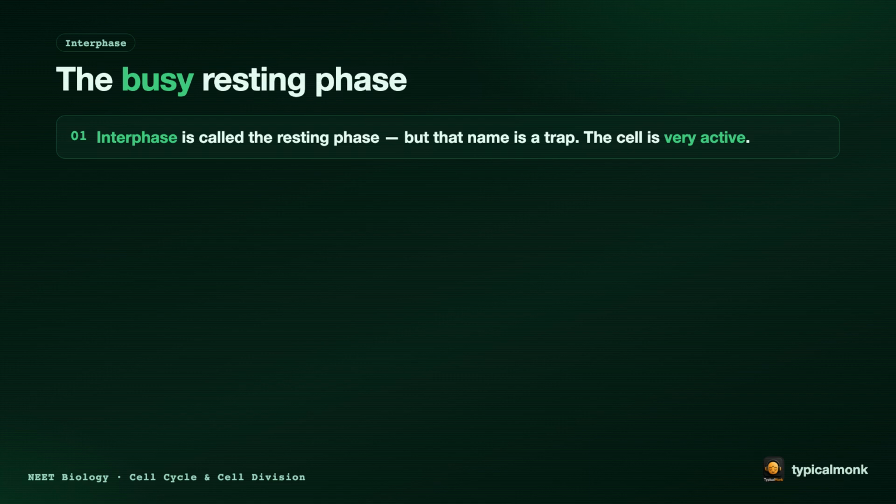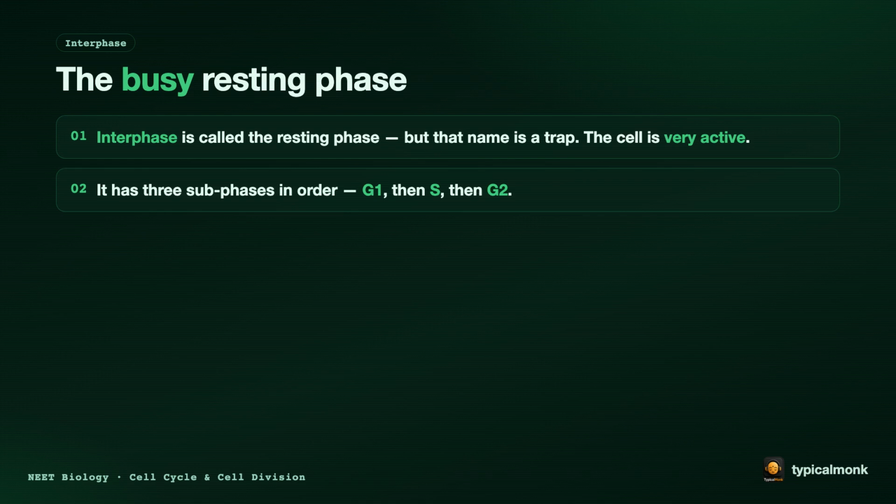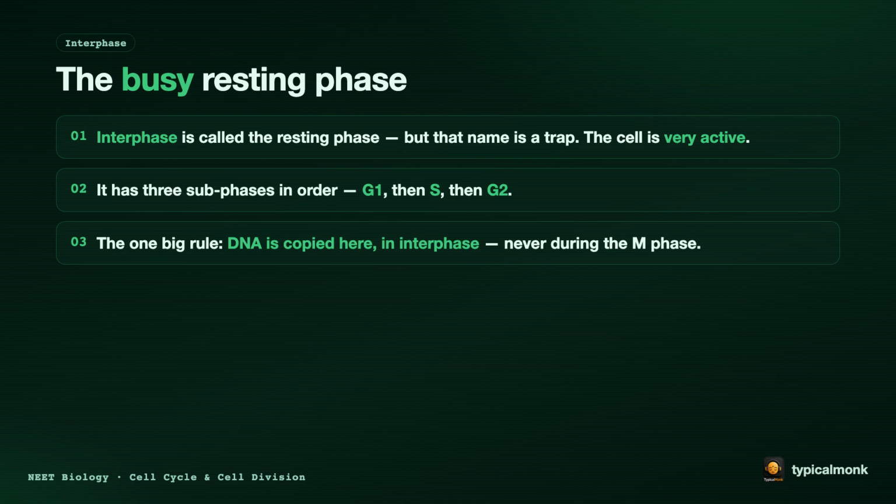Now let's look at interphase closely. Interphase is called the resting phase, but that name is a trap. During it, the cell is very active. It has 3 subphases, in this order: first G1, then S, then G2. Remember one big rule. DNA is copied right here, in interphase, never in the M phase.